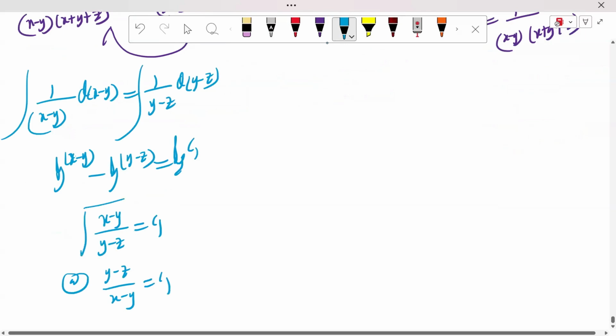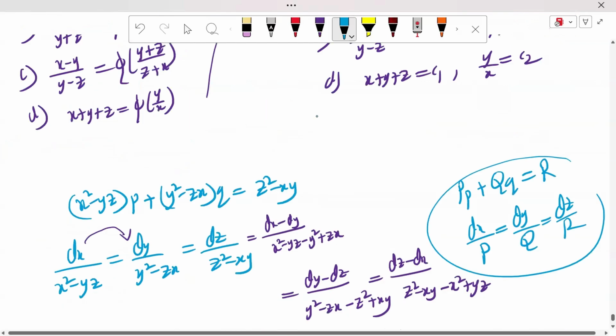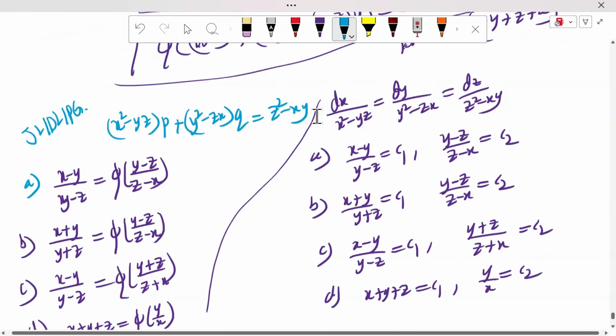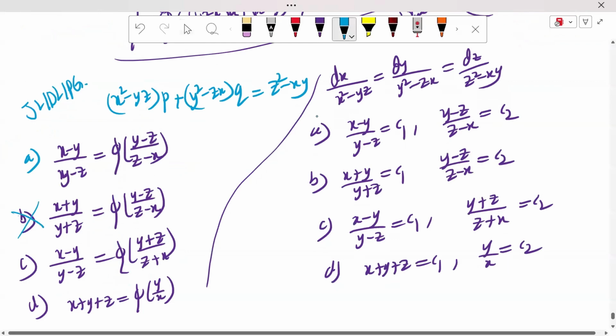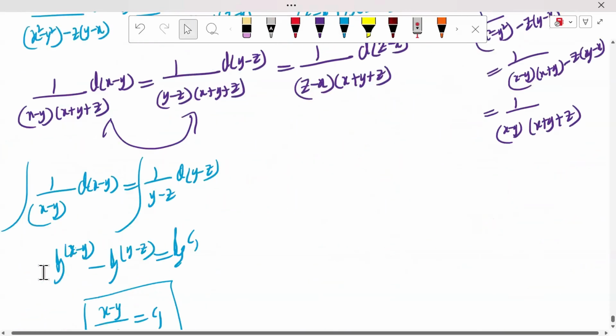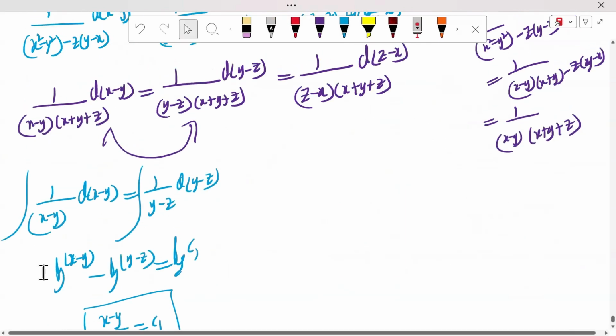Is there any option with x minus y by y minus z, sir? Option C and option A contain it, and the remaining options are cancelled. So option D is cancelled. Option A contains x minus y by y minus z, and option C also contains it. So we need another relation related to yz and zx. What is the relation related to yz and zx?